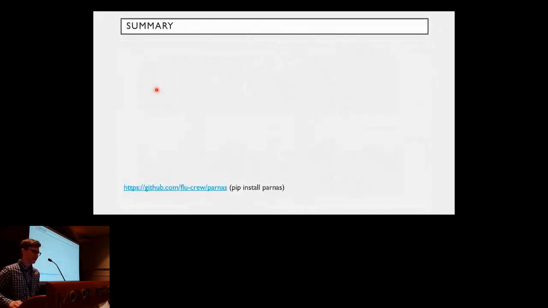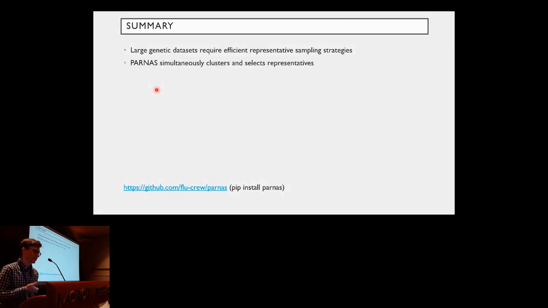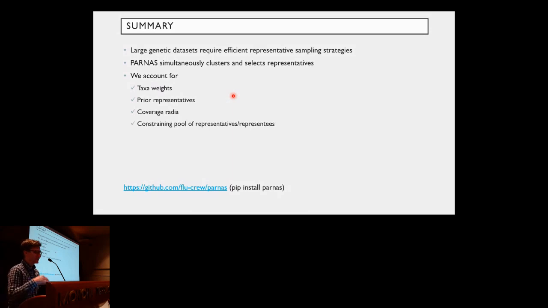Okay, so to summarize everything, we are working with large genetic data sets, and we often need to downsample them while preserving diversity as well as possible. And so that was the idea that drove PARNAS. We are simultaneously clustering the taxa on the phylogeny and selecting representatives there. While doing so, we can account for taxa weights, prior representatives, and the coverage radius to fine-tune what we mean by representation. And then we can also flexibly constrain the pool of representatives and also what we represent.